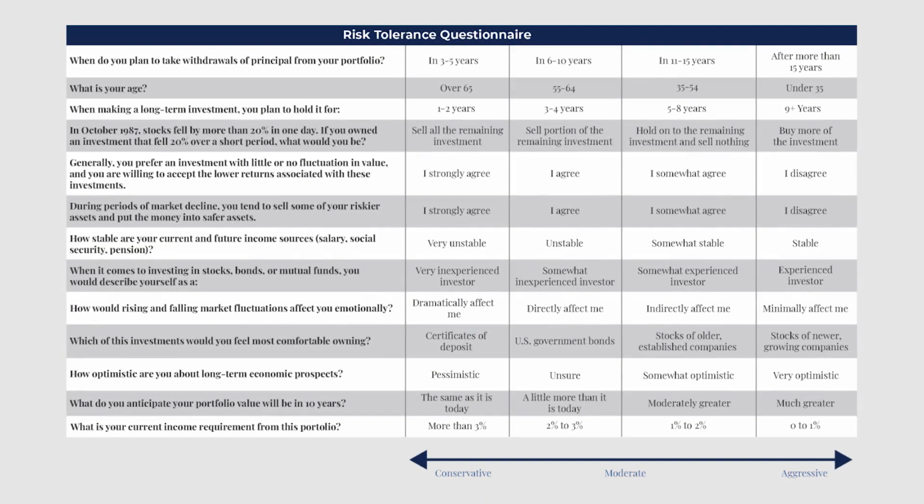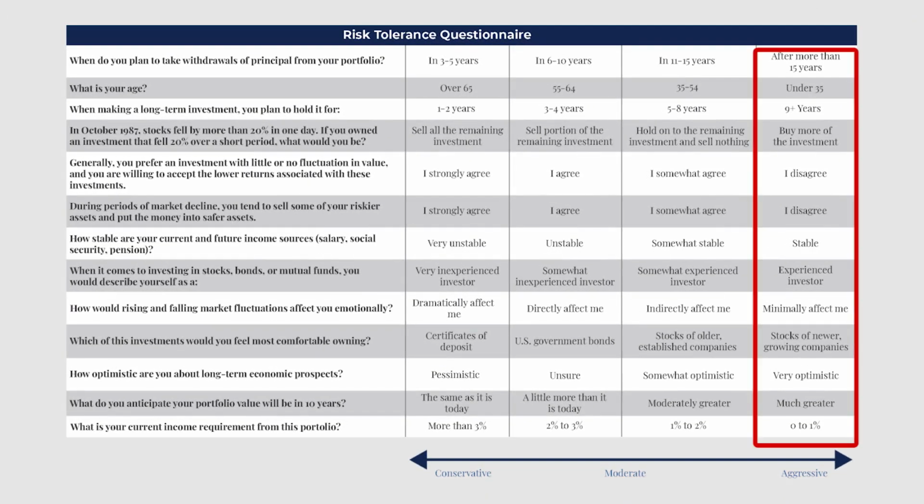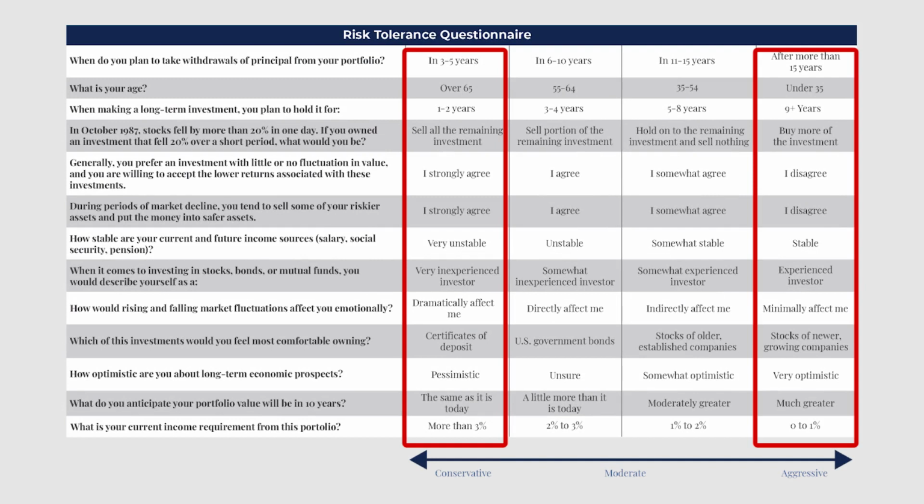If the items you've chosen tend to be to the right, your tolerance for risk may be high. On the other hand, if more of the items you circled are on the left, your tolerance for risk may be low.